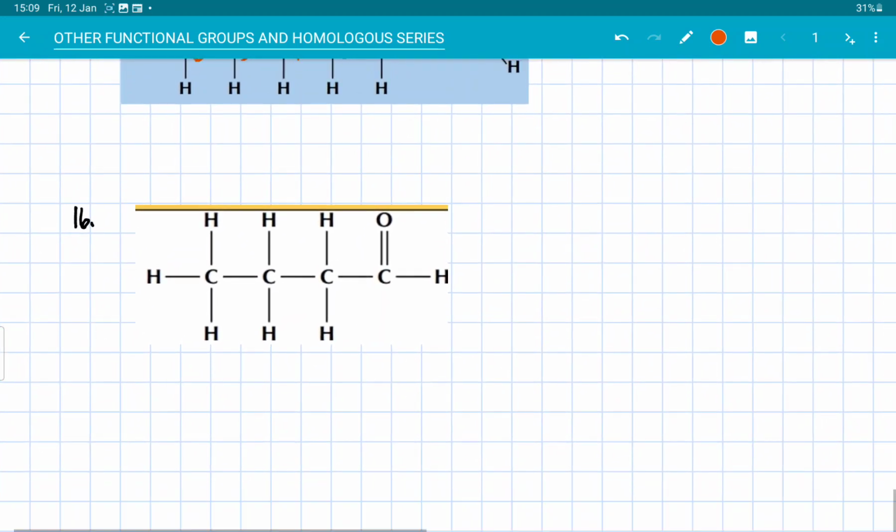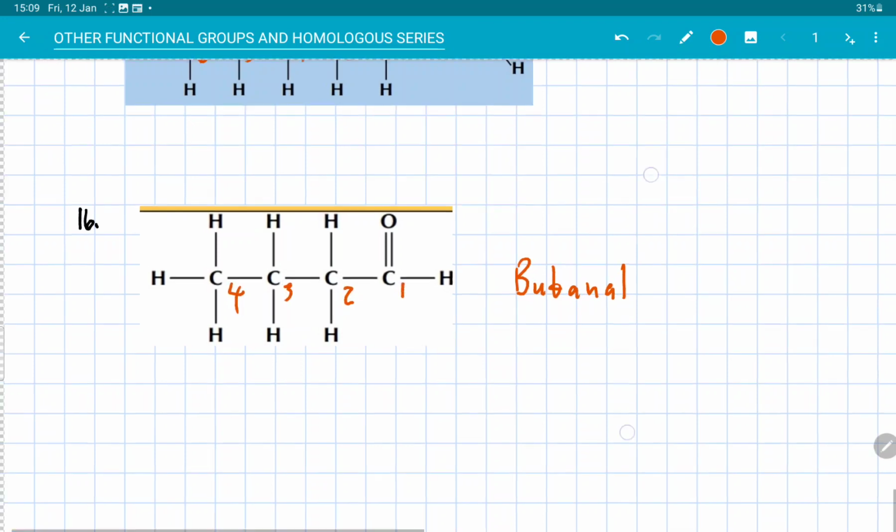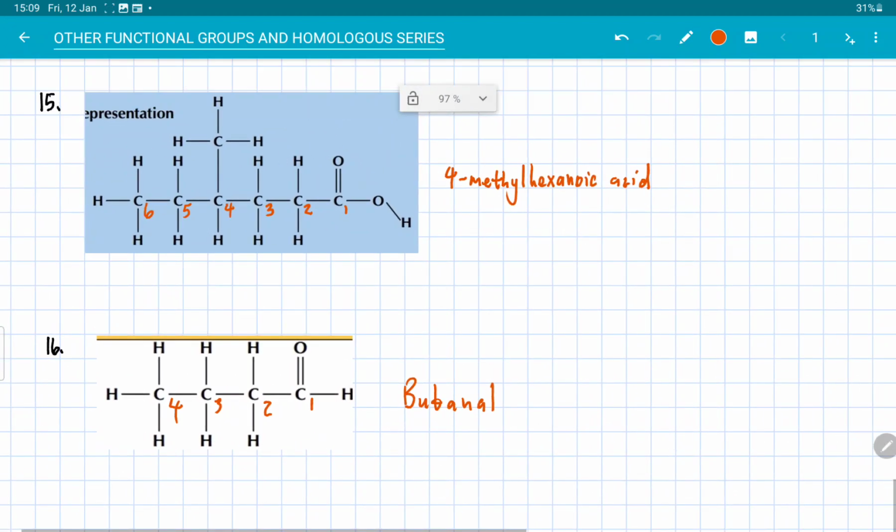This one has a formyl group. Because of that, this one is a butanal. Yeah, because 1, 2, 3, 4. So that is how you name the aldehydes, ketones, alcohols, and carboxylic acids. The end of the lesson.